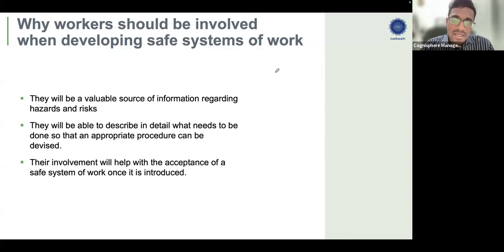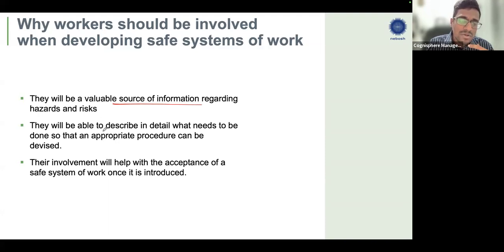So, why should workers be involved when developing safe systems of work? When you're developing a risk assessment or a safe system of work, you must involve workers. It's very much the same reason that we discussed about the benefits of consultation. When you involve the worker, you're getting inputs, a valuable source of information from the people who do the work. They would help you to identify hazards that you may have missed, or evaluate the adequacy of the existing controls, which will help you to target additional controls.